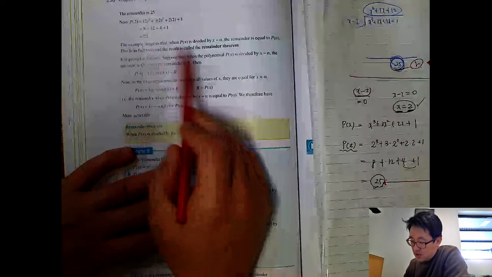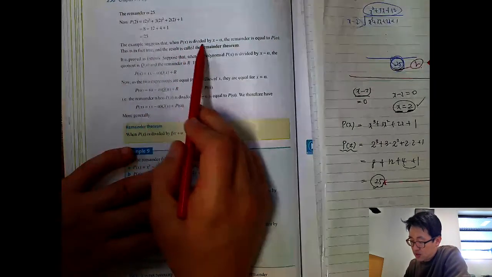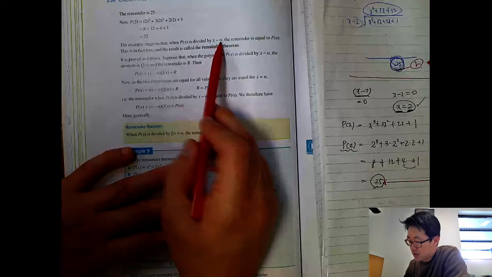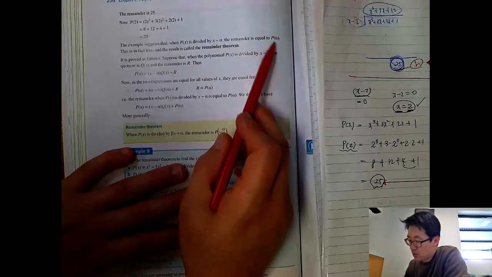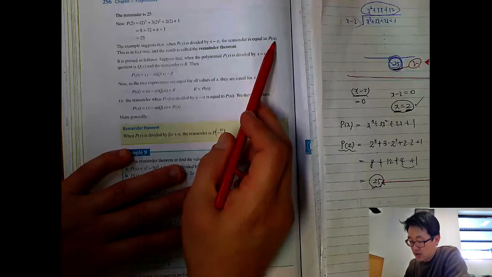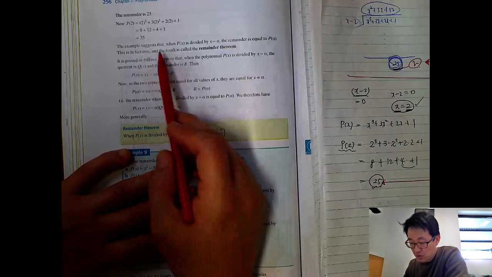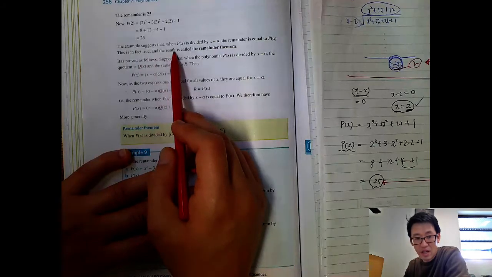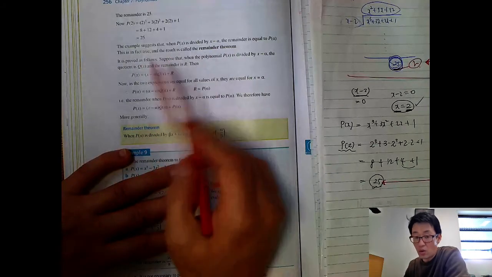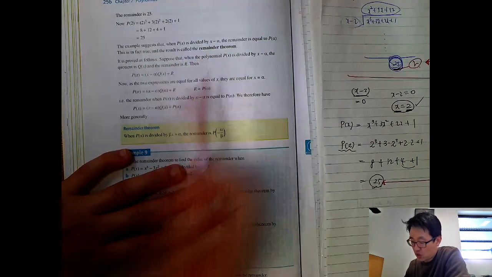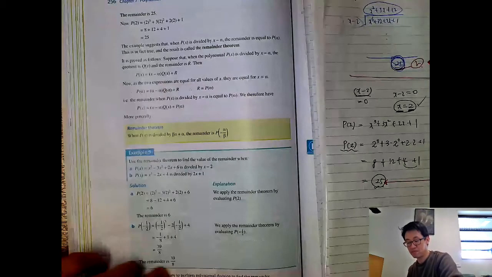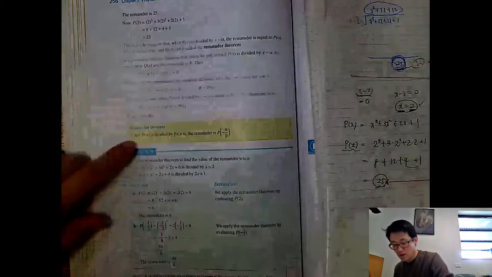The example suggests that when P(x) is divided by x minus a, the remainder is equal to P(a). Whatever we put in for a, we get the result, isn't it? The result is going to be the same as the remainder. It always comes up that way, and we call that the remainder theorem. Make sense? And they actually put extra information here.